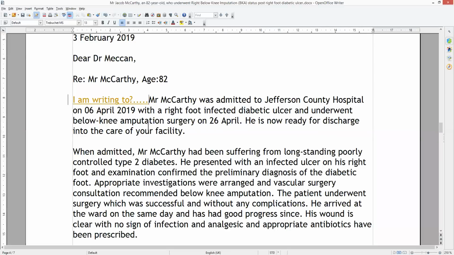Why are you writing this? I'm writing to inform you about the conditions of Mr. McCarthy's discharge. I'm writing to request your acute care management of Mr. McCarthy, who was blah, blah, blah. Why are you writing this letter? You're telling me a history, but this should come later. We want an introduction.